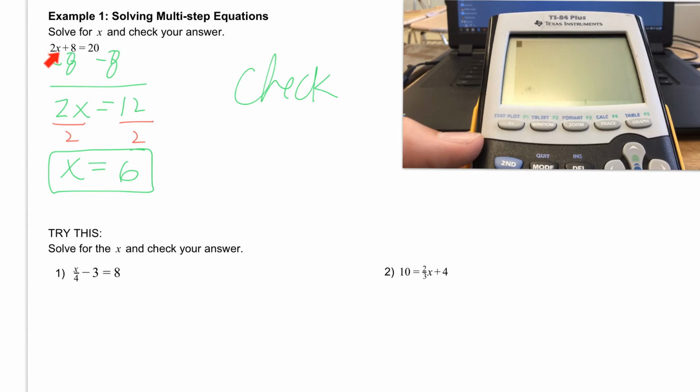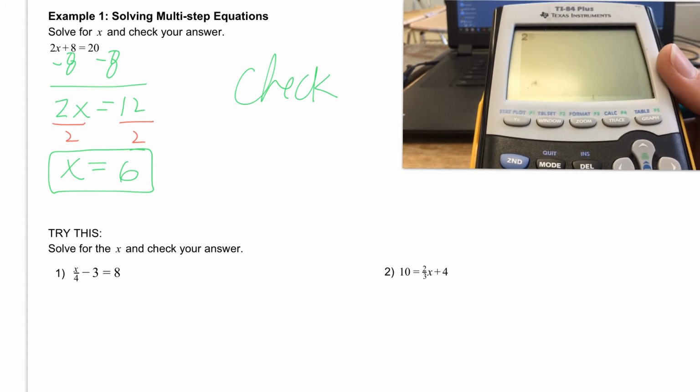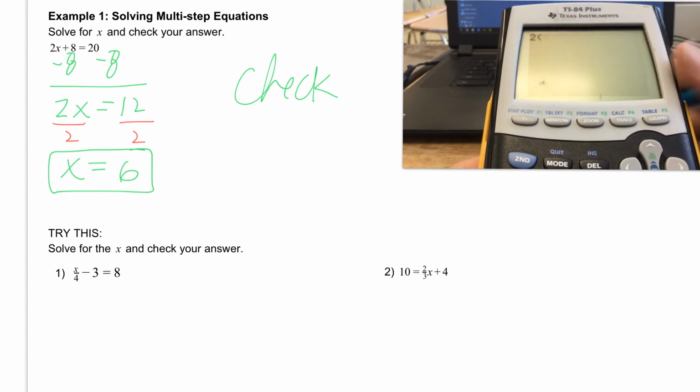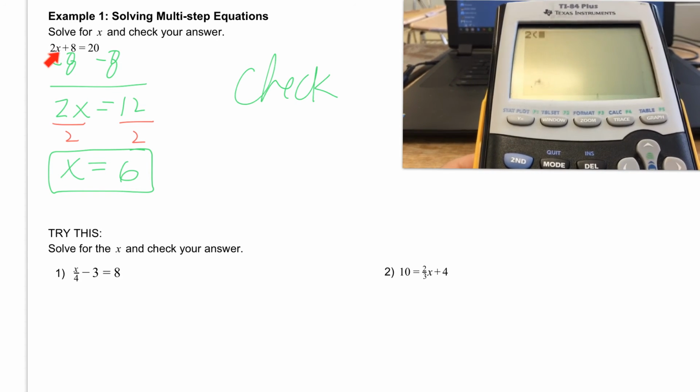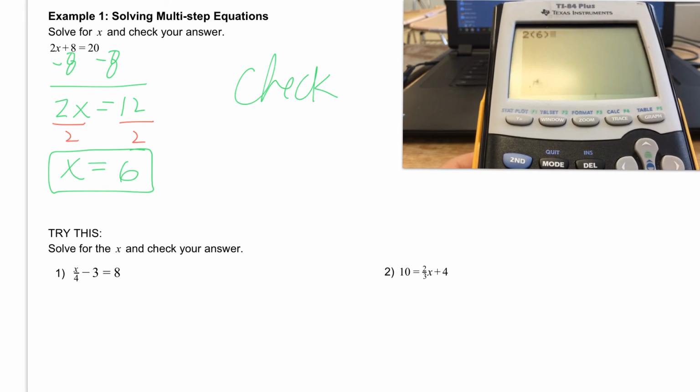And I'm going to type in the left-hand side. So I'm going to start with 2. Then I'm going to multiply, and I'm going to use parentheses for multiplication. And I'm just going to put in what I had for x. So I got x to be 6. So in the parentheses here is where that x is going to go, and that's going to be 6. I'm going to close the parentheses.